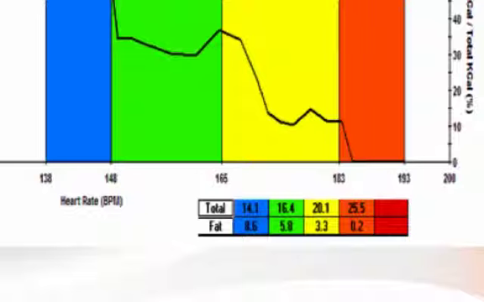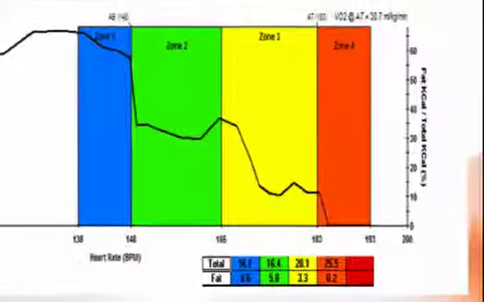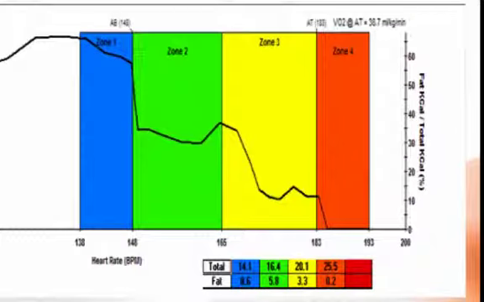We see that approximately 14 total calories per minute are being burned and 8.6 of those calories are coming from fat. As you view the graph left to right, you will notice fat usage drops considerably after 148 beats per minute, down to around 30 to 35% and continuing down to around 10 to 15% as we approach anaerobic threshold. So yes, we're burning the most fat by percentage at these lower intensity levels.